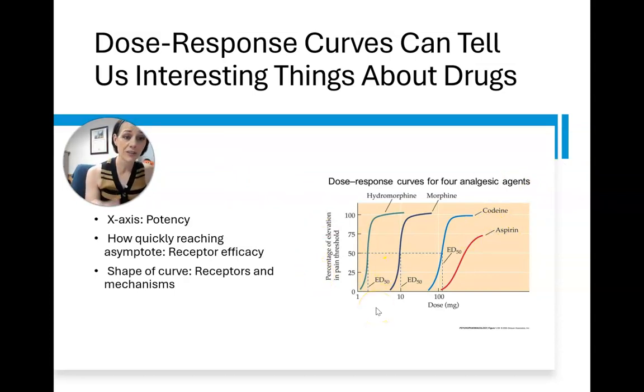Additionally, if you look at the shape of the curve, it can tell you whether or not you're dealing with a similar class of drugs or not. It tells you what kind of receptors might be involved and what their mechanisms are. So notice that the shapes of the curves for hydromorphine, morphine, and codeine look really similar to each other, and they should. They're all types of opioids. Hydromorphine is more effective than morphine, which is more effective than codeine. Notice that aspirin has a different shape, and that shows us that it's not an opioid. Its pain relieving occurs through a different mechanism than binding to opioid receptors.